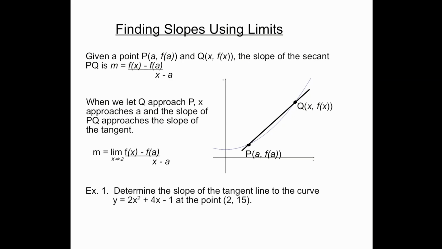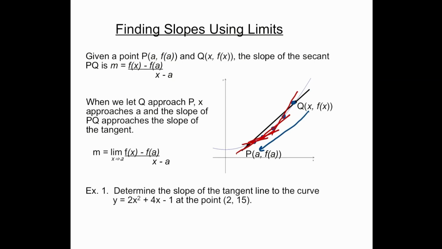So when we let Q approach P, as this point Q gets closer and closer to P, x approaches a. So this x value here approaches a. It's getting closer and closer to a. And we can see that the slope of PQ, as we get closer and closer, approaches the slope of the tangent. So if I have my tangent line for this point here, this point here, this point here, you can see as we get closer, we are getting very close to that slope of PQ being the slope of the tangent.